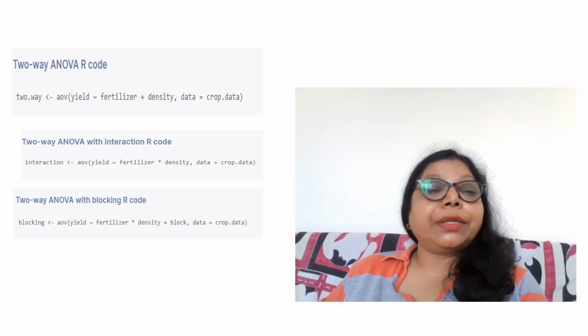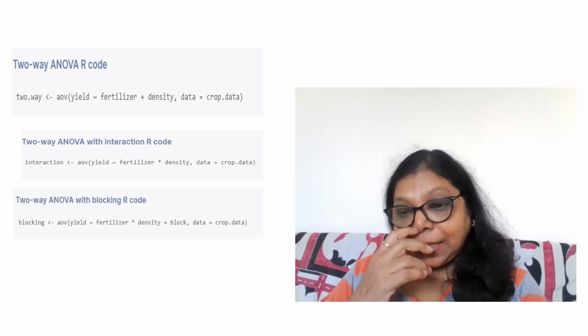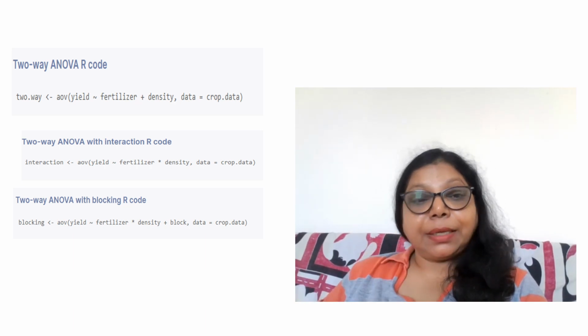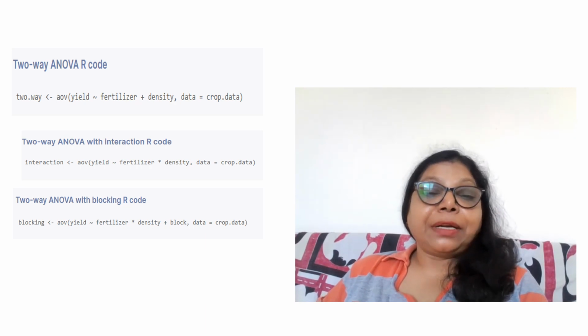So we put them together with a plus. That means two-way ANOVA. Here is the coding in R. This is how we will write our model. In the second model, to test whether the interaction of fertilizer type and planting density influences the final yield, we use a star to specify that we also want to know the interaction effect. So here you can see the model written in R.